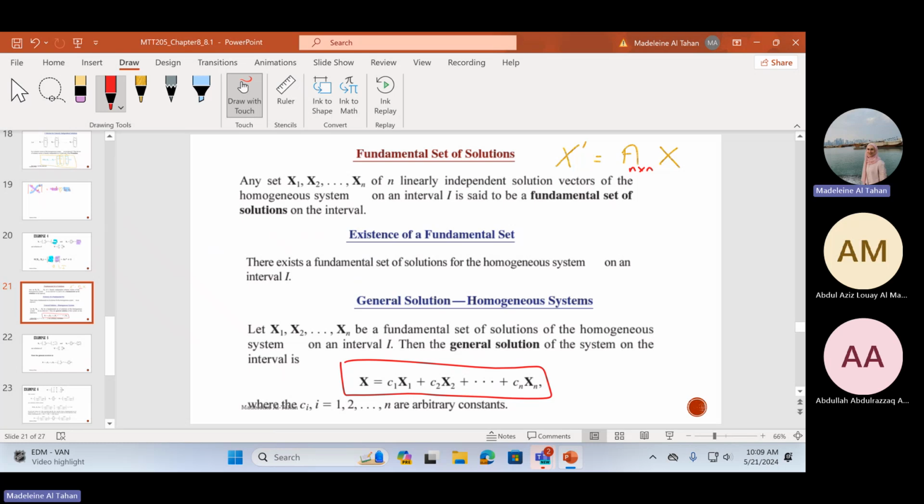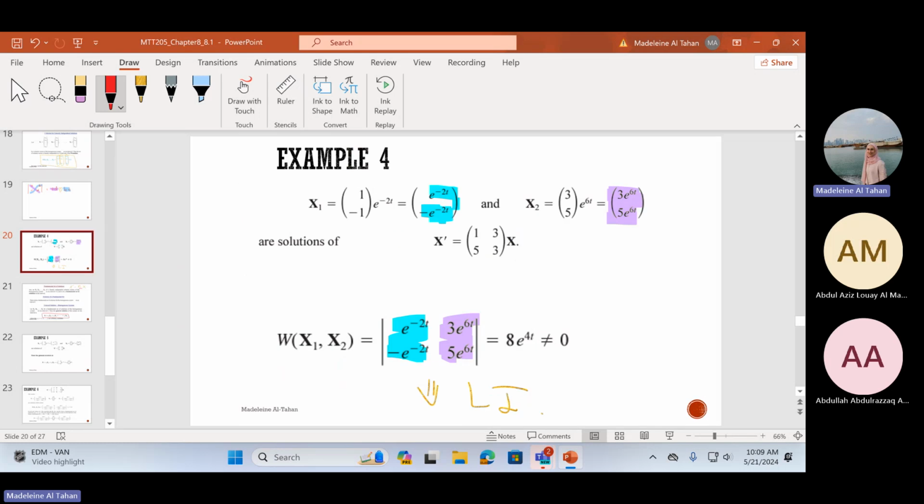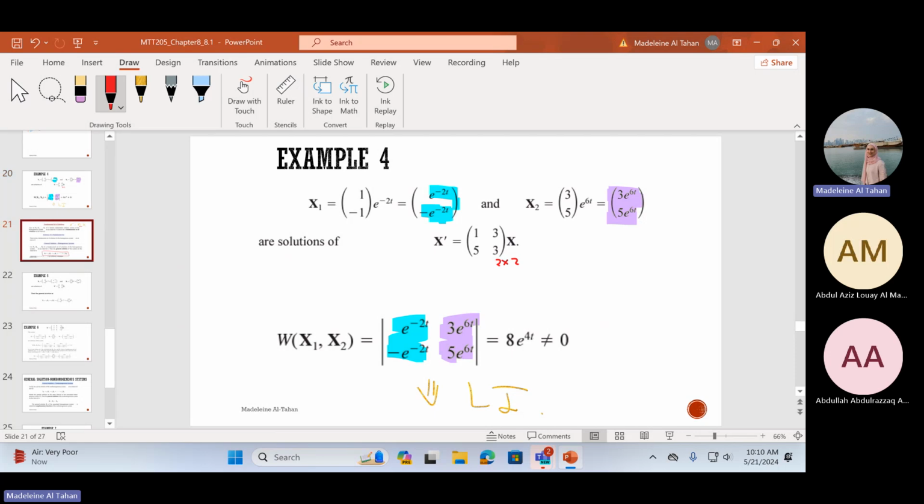Let's explain it here. The system's matrix is 2 by 2. We have two vector solutions, right? Are these two vectors dependent or independent? Independent. So what can we deduce? They are a fundamental set of solutions, and C1x1 plus C2x2 is the general solution. Okay?